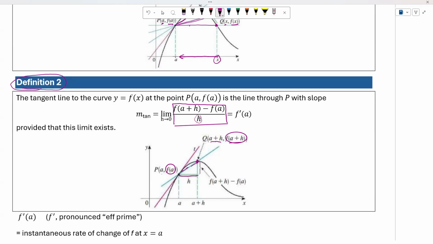And now, as h gets closer and closer to 0, meaning this point Q is getting closer and closer to point P, the slope of the secant line becomes the slope of the tangent line. So this is the idea.